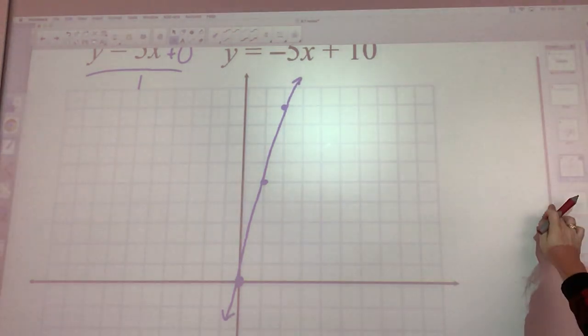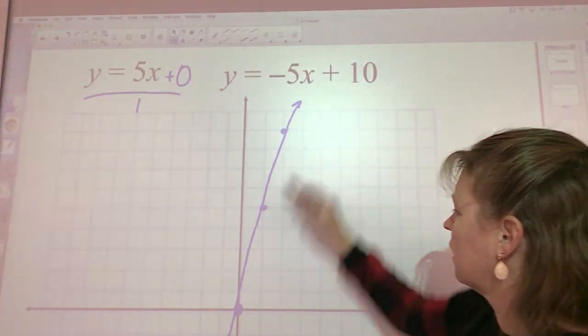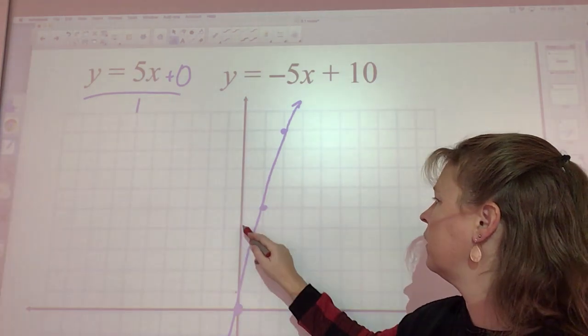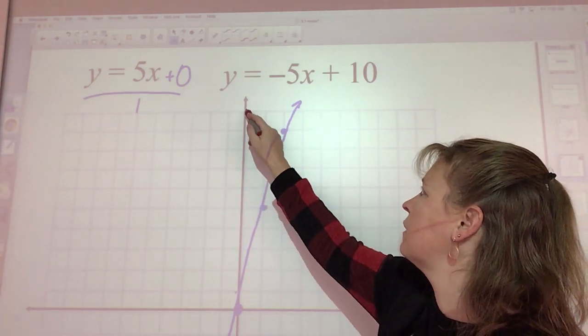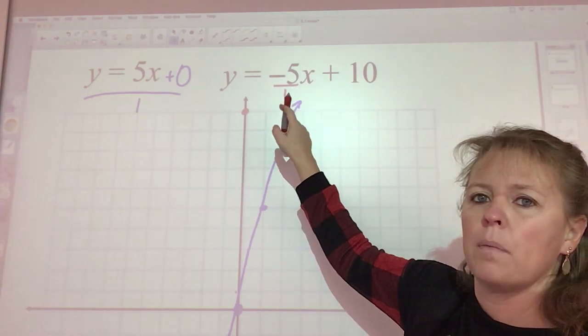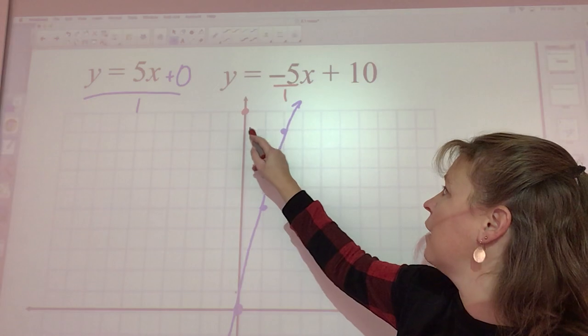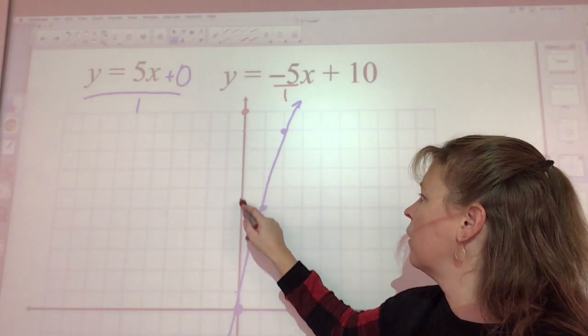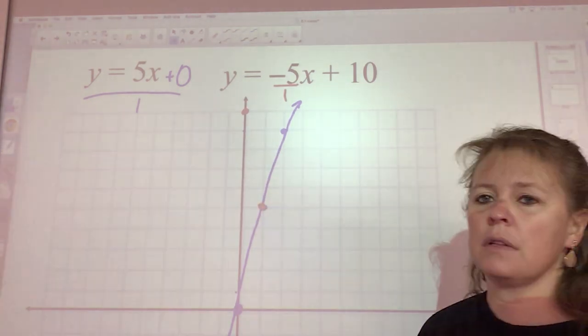Switch to the other side. Switch colors if you can. We're going to start up 10. 1, 2, 3, 4, 5, 6, 7, 8, 9, 10. And then go down 5 and make sure you go +1. Down 5, right 1. 1, 2, 3, 4, 5. Hey, check that out. They match.